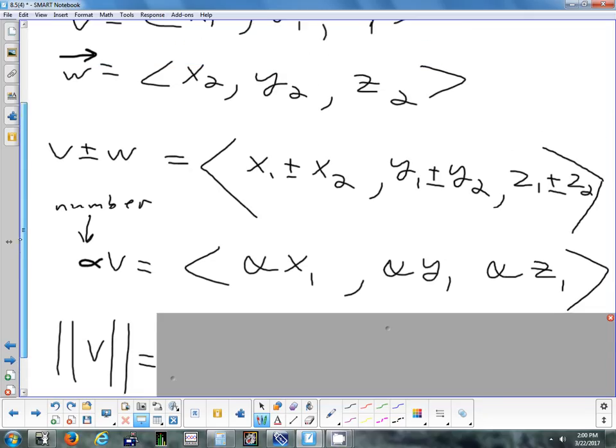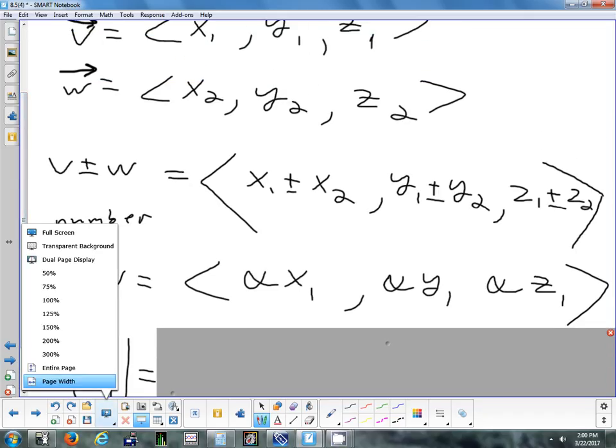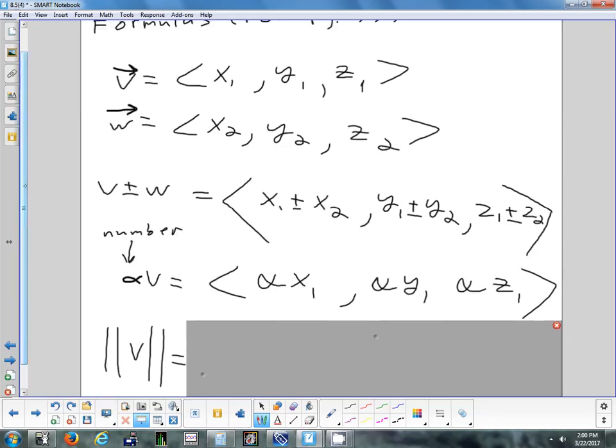Let's pretend that, I'm just going to scroll up and make this a little smaller. Let's pretend this wasn't here. How would you find the magnitude of v in 2D? You'd square x and y and add them together under the square root. Yeah, you'd square the x and the y, add them up, and then take the square root.